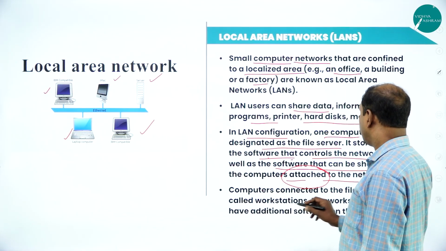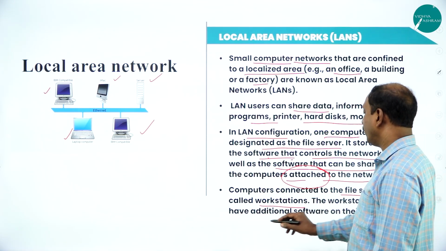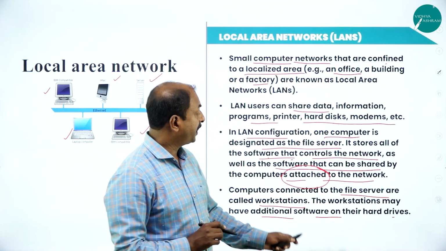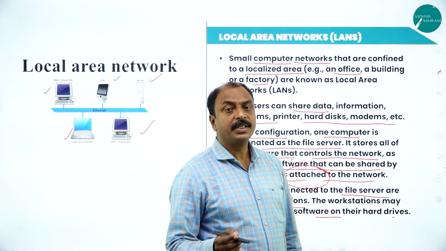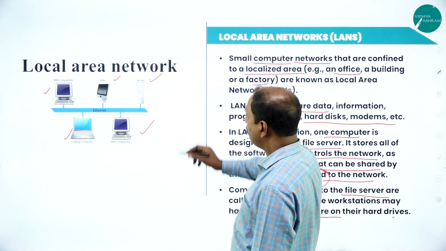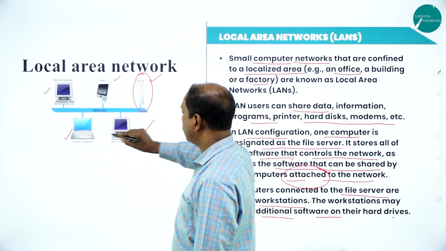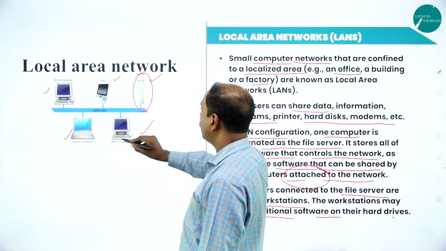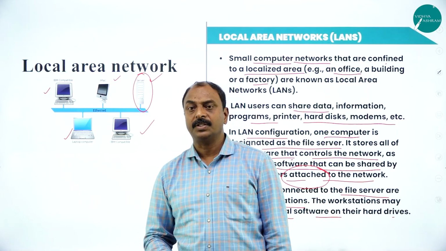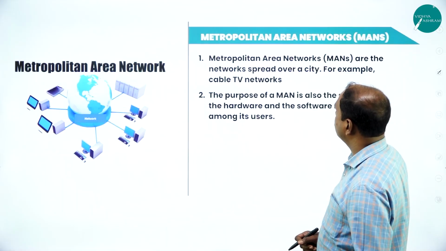Next, computers connected to the file server are called workstations, and workstations may have additional software on their hard drive. So what are workstations? Any computers which are connected to the network or connected to the server are called workstations. In this example, this is a server computer and all the other devices, this is a computer, another computer, are called workstations. So a workstation is nothing but a computer in a network which is connected to the server. Now let us see the next one.